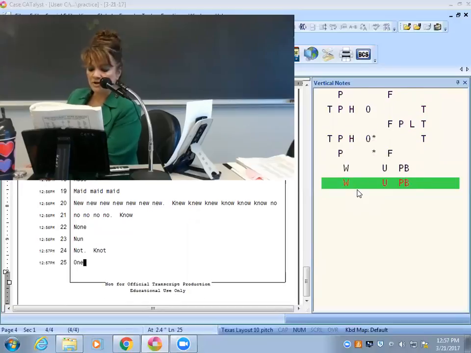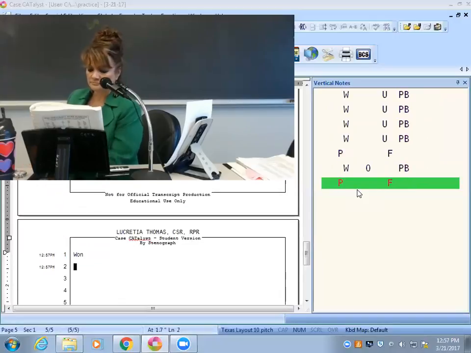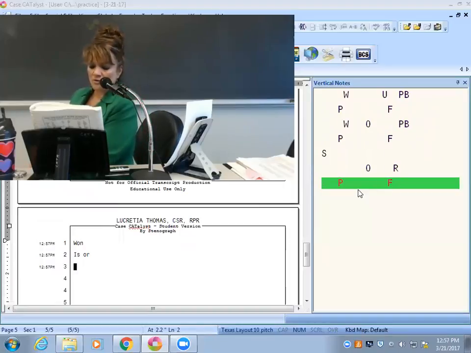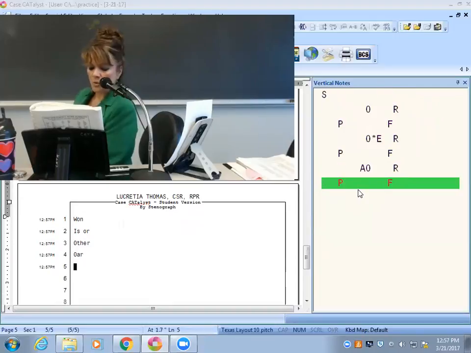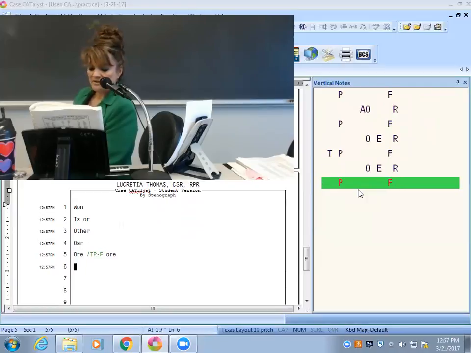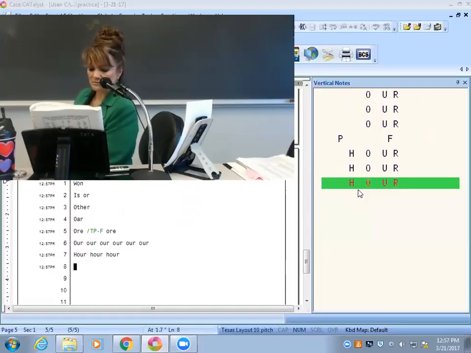One, I only have $1, W-U-N. We won the game is just like it's spelled in English, W-O-N. Okay. Or is O-R. Other, O-E-R asterisk. Think of the asterisk for the T-H, I guess. Oar, O-A-R is A-O-R. Ore, O-R-E. Okay. Then you have our house, O-U-R. Hour, what hour will you be here? Put the H in because that's how it's spelled.